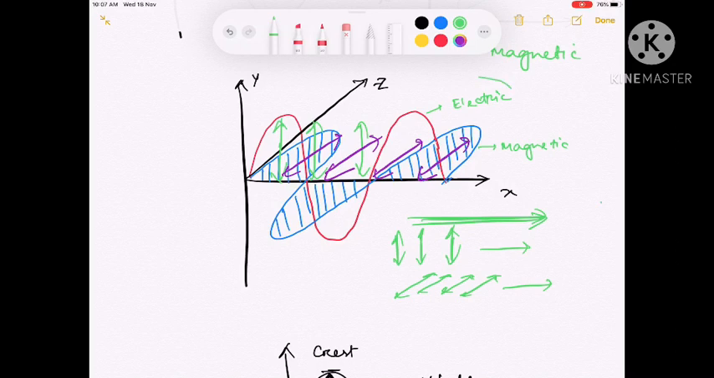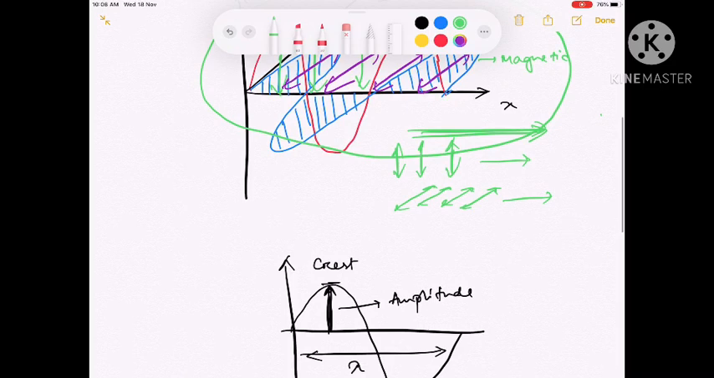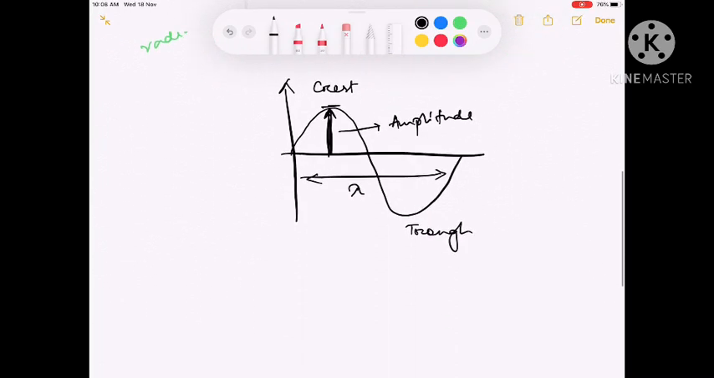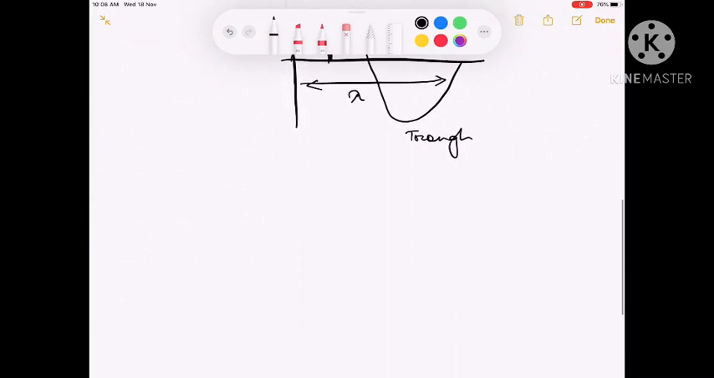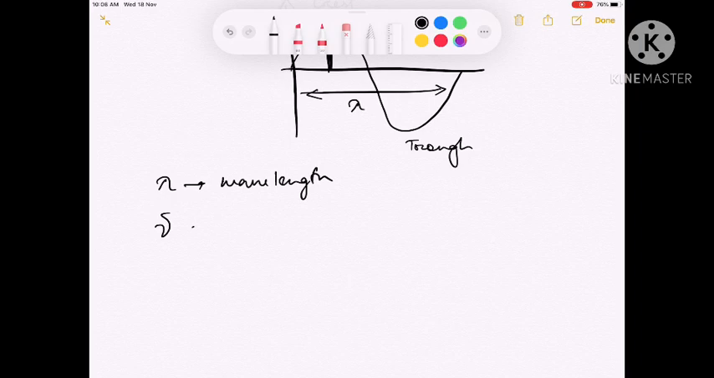This type of wave, a mixture of electric and magnetic field vibrations, is called an electromagnetic wave or radiation. Now these electromagnetic waves will have some wavelength, represented by lambda. They will also have some frequency, represented by nu.